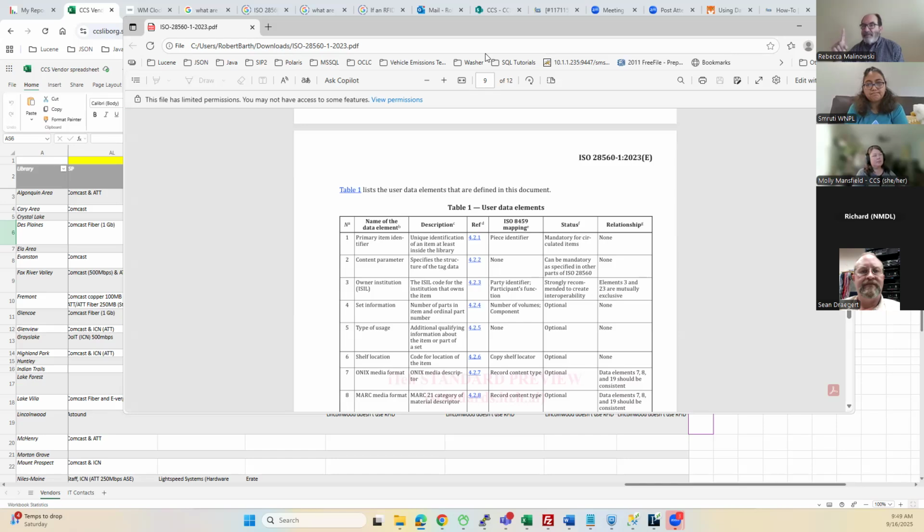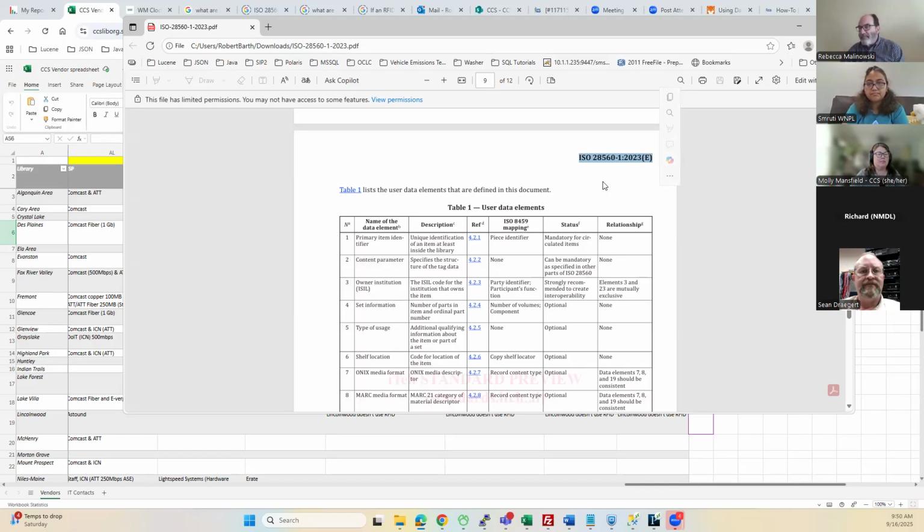All right, guys, one second. ISO designed this standard for libraries. If a vendor is not using this standard, they're not using the standard designed for libraries. Right, but if a library doesn't pick that standard, we have all sorts of other standards available. That's the thing I'm saying.